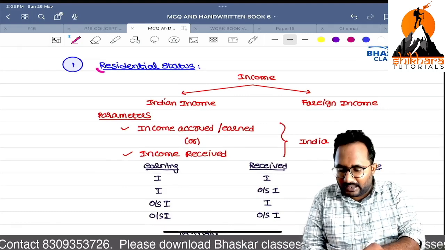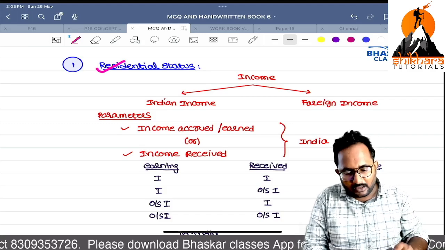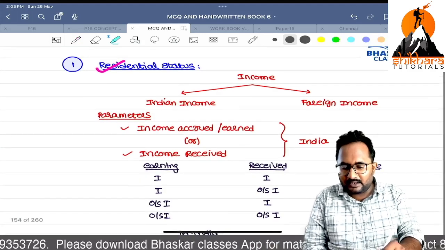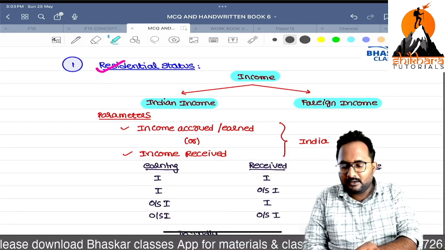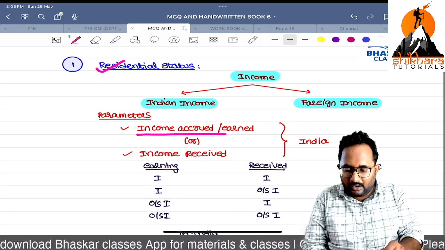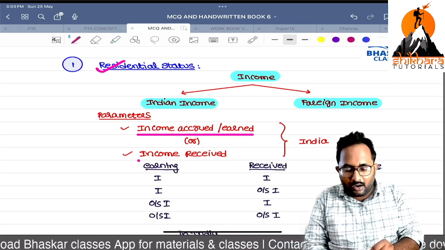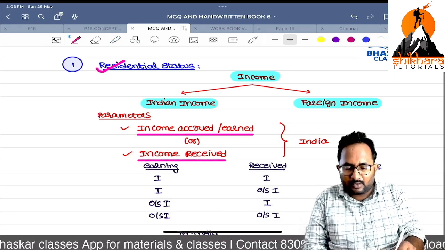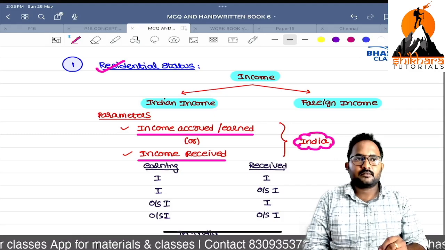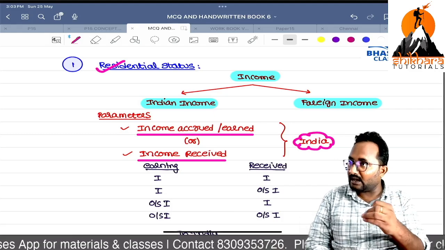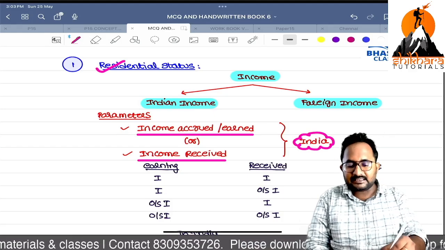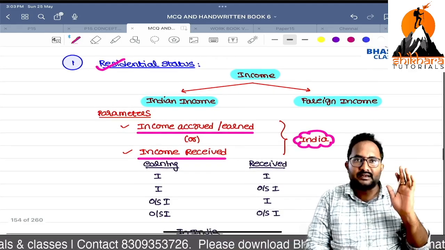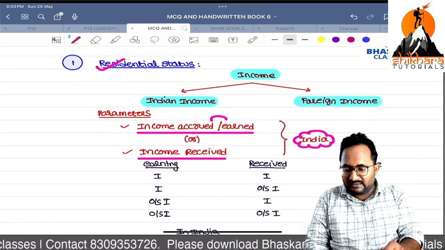So now I want to calculate the residential status of all the persons. First, how to classify an income as Indian income and foreign income. If income is earned or accrued in India or received in India, that income is called Indian income. Other than Indian income, that is called foreign income. Accrued or earned, one and the same.